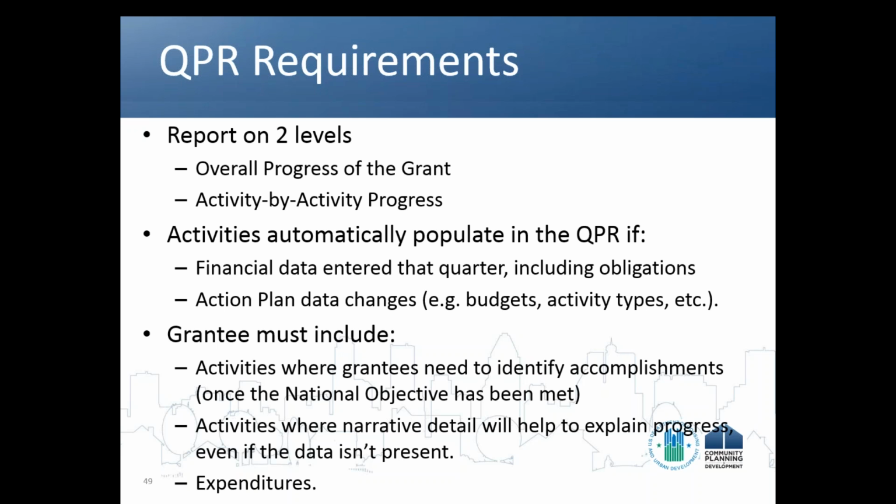Also, if you did any action plan data changes, so let's say in the last quarter you did changes to 1, 2, and 3, well then it's going to automatically populate 1, 2, and 3 of your activities. That does not mean, though, that you can't talk about the other activities. And I highly recommend that if you do not have any financial information happening at any of those activities over a couple of quarters, you're going to want to include those in your QPR and talk about what's happening at your narrative level.